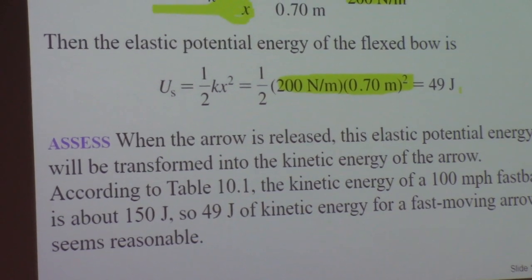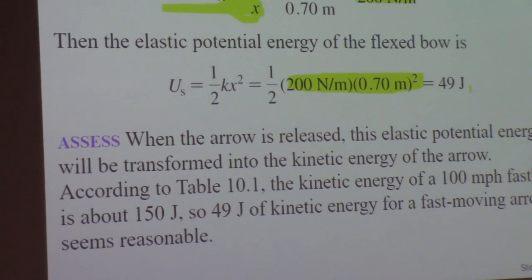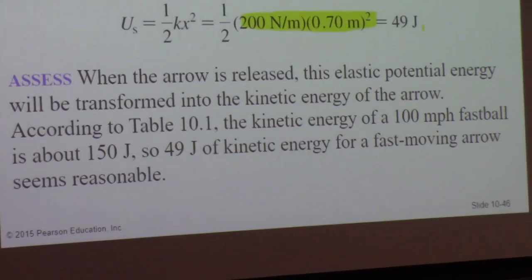And then when you release it, now you're going to turn spring potential energy into kinetic energy. Okay? Good. So 49 joules seems reasonable because the mass is not so great. Maybe it's moving pretty fast, but the mass of an arrow is not really too large. Okay? Any questions about that one?